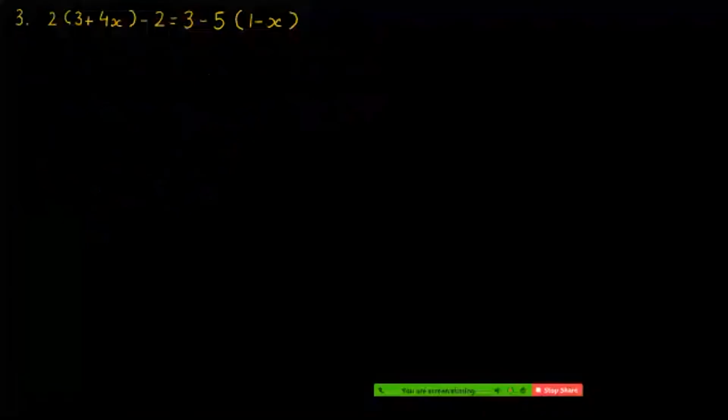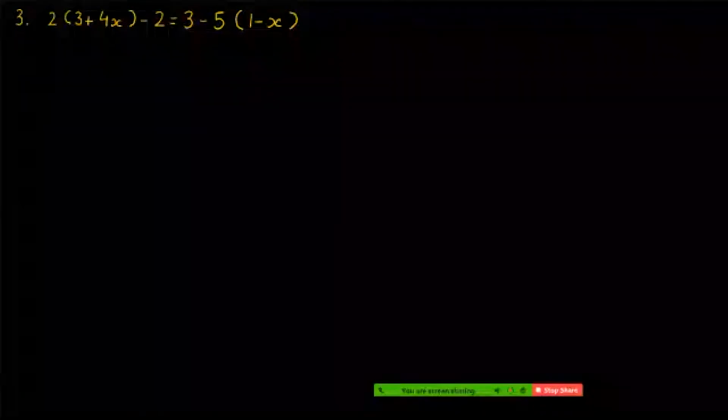So once again, we start using the distributive law, and what we need to do is 2 times 3, which is going to be 6, and I'll explain that afterwards, 2 times 4x, and we'll also do it to our right hand side, which is going to be 5 times 1 and 5 times minus x. So now let's start with expanding the brackets and then simplifying the equation.